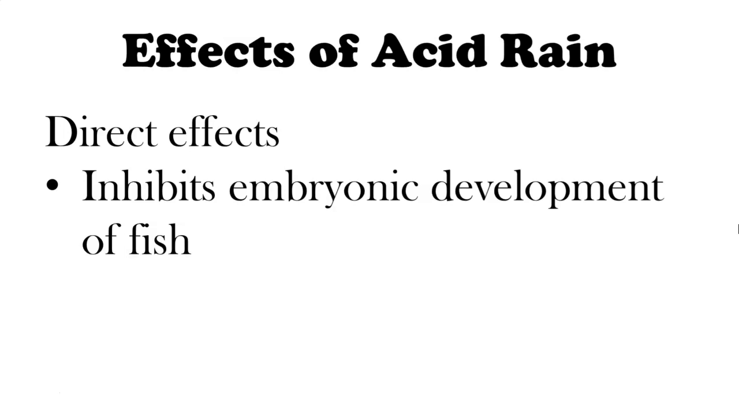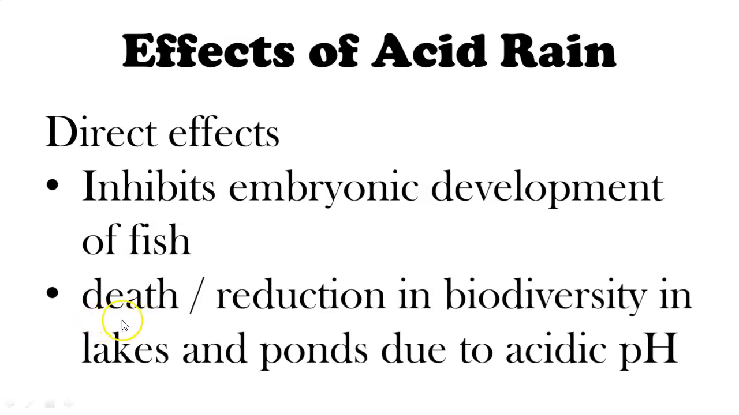This was a pretty pronounced problem in the United States and Canada between the years of about 1965 and 1985 to 1990. There was increased death and a reduction in biodiversity in many lakes and ponds due to the acidic pH caused by acid rain.